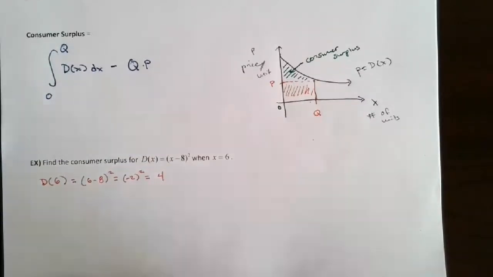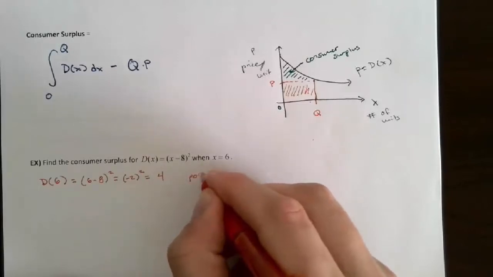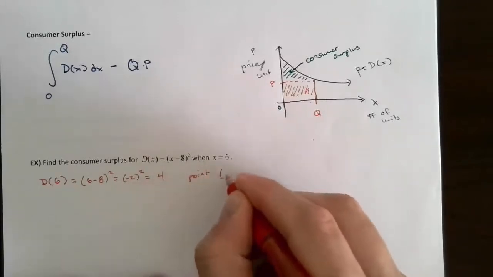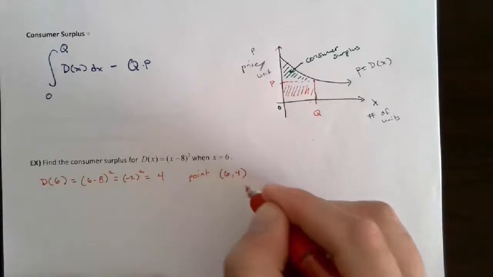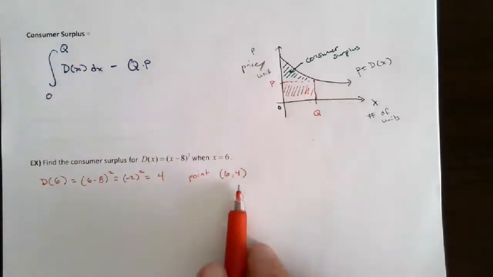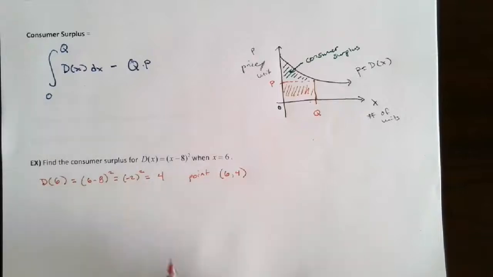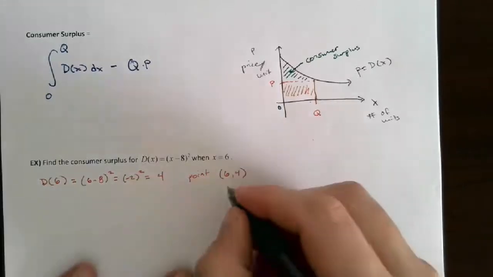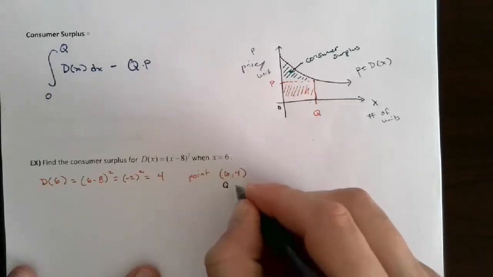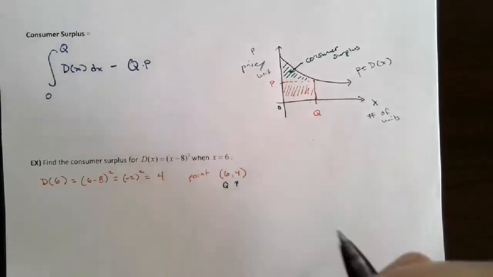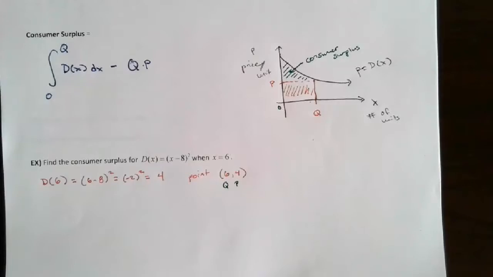So the point I'm using, just to make sure we have it, would be 6 comma 4. We'll assume the price is in dollars per unit. So 4 is the dollars per unit, 6 is the quantity. Make sure you understand which part is which. In other words, 6 is the quantity, and 4 is the price per unit, so Q comma P.